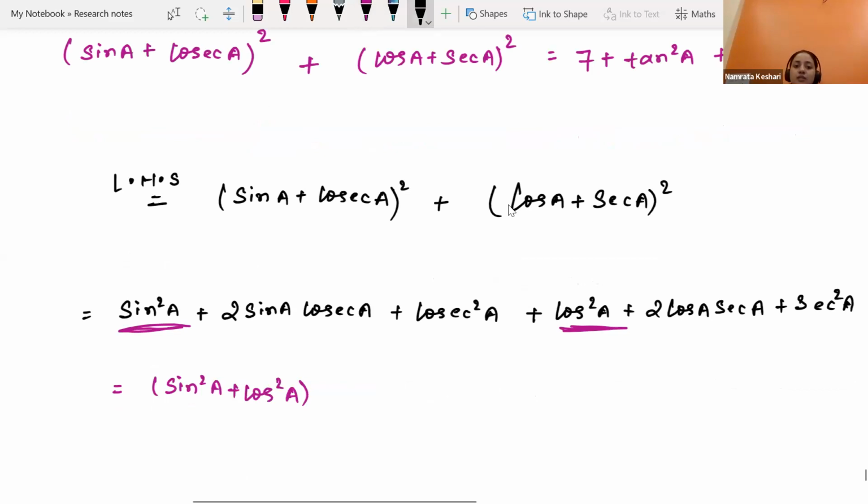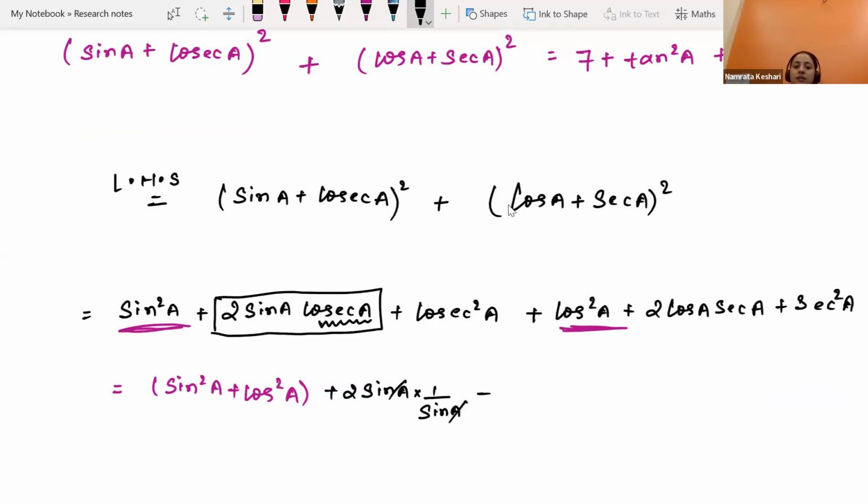This cosec, we still want to convert as a sine. So it is just 2 sine A, and cosec is 1 by sine A. See, sine A is gone and we are left with just 2 over here. From this term we are getting only 2.